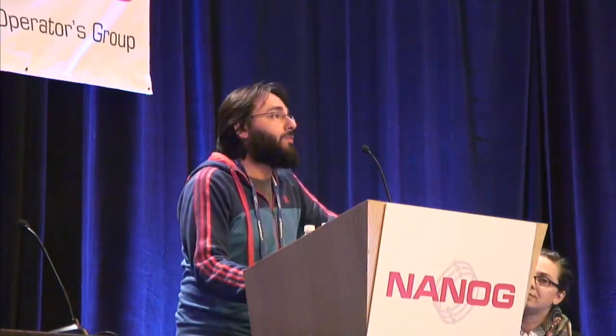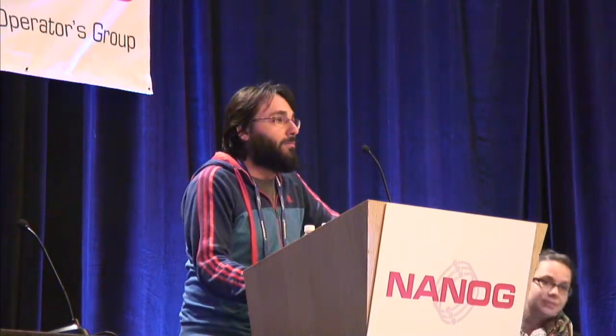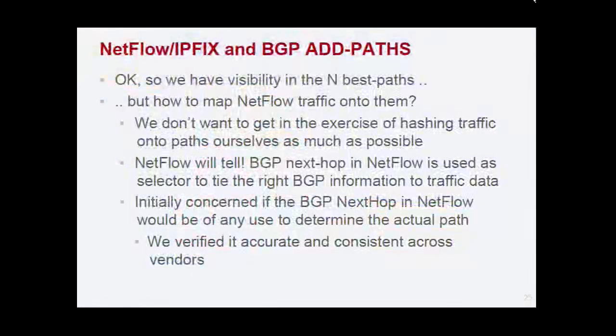But today, 2014, you need visibility into best paths or into backup paths. BGP add path is the way to go. So we have visibility into the N best paths, very good. But what do we do now? Of course we have traffic on one side and control plane information on the other side. We have got the visibility, and then we should try to link these two pieces of information together.